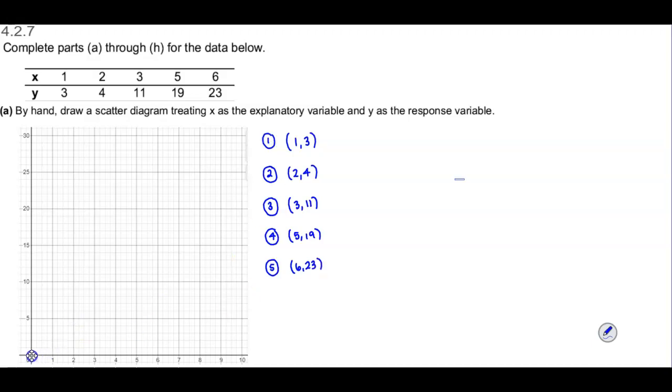So down here, we're going to go to 1 and then we're going to go up 3. So 1, 2, and 3. So there is our first point. Our next point is 2 and then 4. So we're going to go over 2 and then up 4. Our next ordered pair is 3 and 11, so we're going to go to the right 3 and then up 11. The next ordered pair is 5 and then 19, so we're going to go over 5 and then all the way up to 19. And then the last ordered pair is 6 to the right and then up 23. So therefore, there is our scatter diagram by hand.